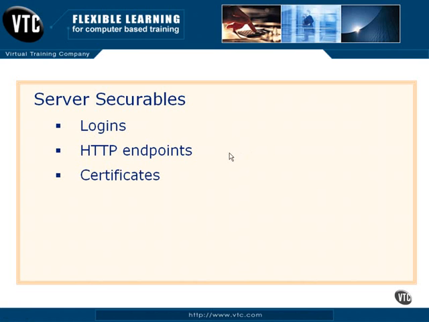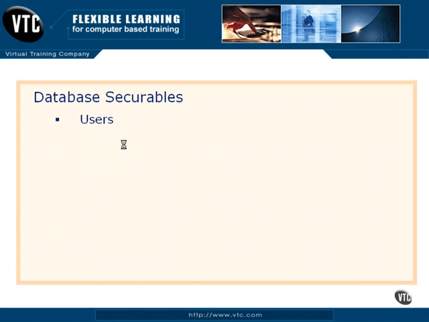Certificates on our server are securable. Events or event notifications on our server are securable. The databases obviously need to be securable because we want to limit which one of the logins to the SQL Server can go to any particular database. Now, inside each database, the things that are securable obviously are users, the roles in those databases, the application roles in those databases.